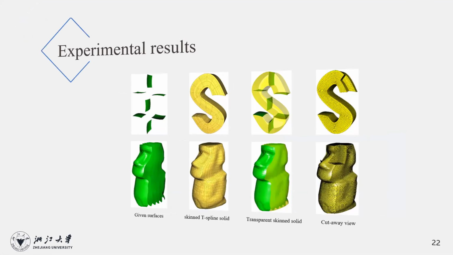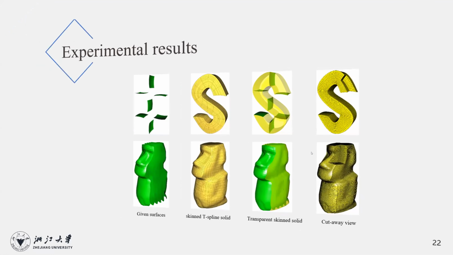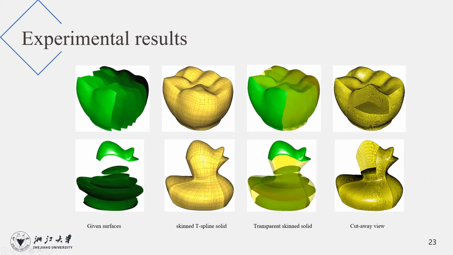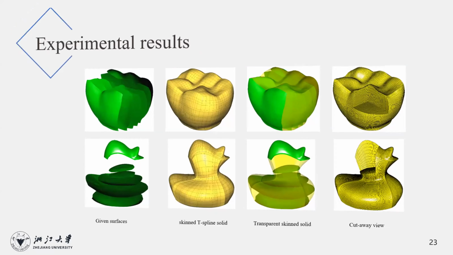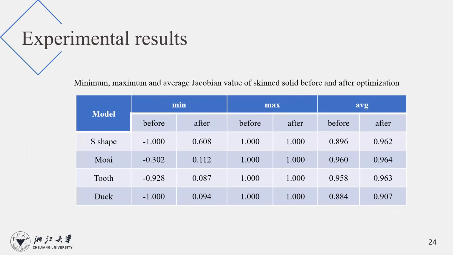And here are some solid results. And from this table, we can see that after the optimization, the Jacobian value can be improved, which means the quality of the skin T-spline solids is improved.